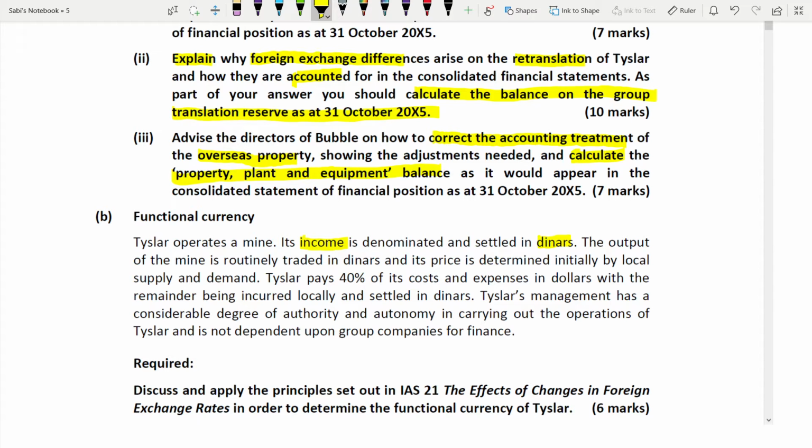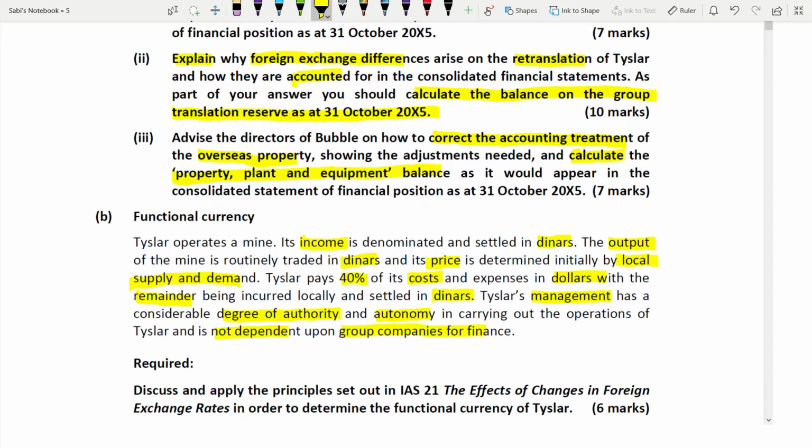The output of the mine is routinely traded in dinar and its price is determined initially by local supply and demand. See, output is in dinar, price by local supply and demand. Tesler pays 40% of its costs and expenses in dollar, with the remaining being incurred locally and settled in dinar. So 40% cost in dollar, the remainder in dinar. That means 60%. Tesler's management has a considerable degree of authority and autonomy in carrying out the operations of Tesler, and it is not dependent upon the group companies for finance.